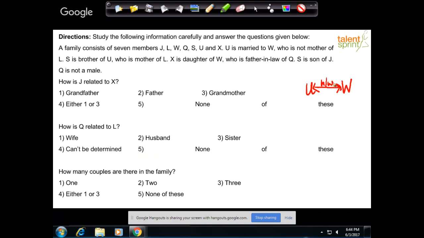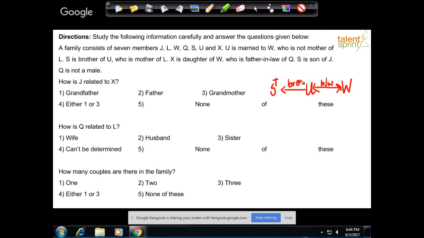Okay. Then they tell us W is not the mother of L. Well, they tell us S is the brother of U. So S is the brother. S is the brother of U.